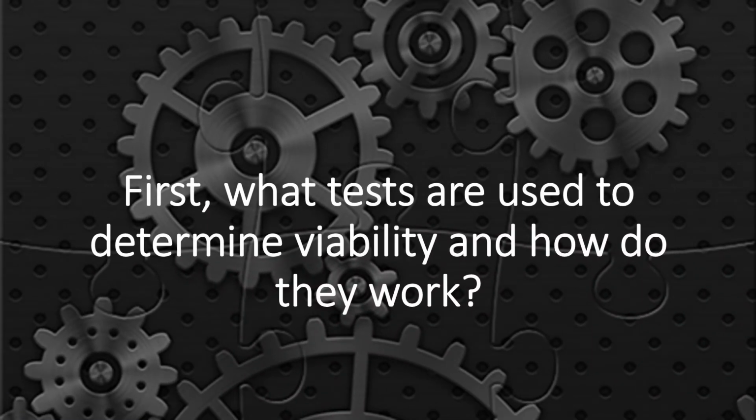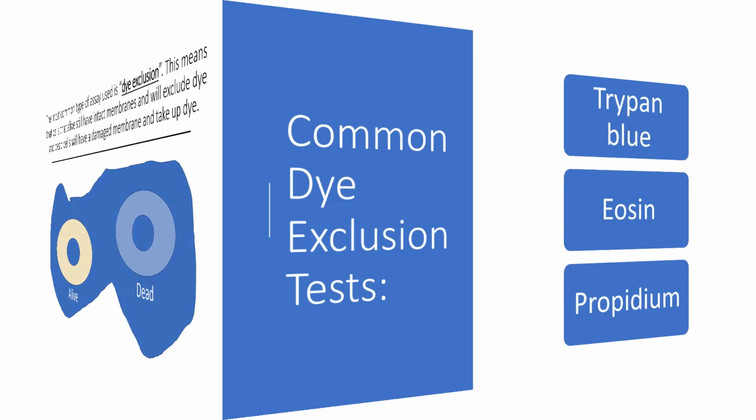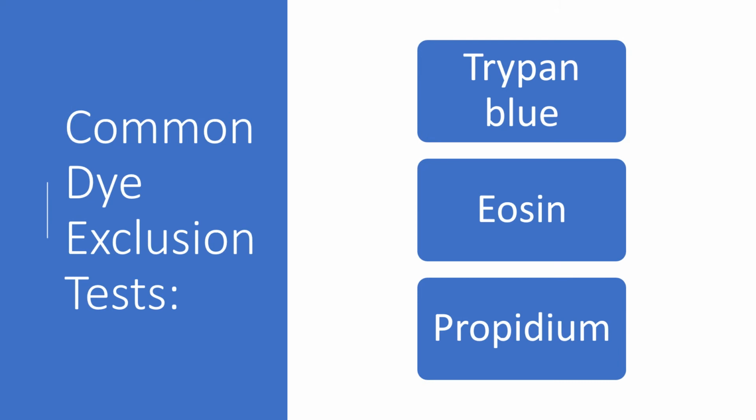So first, what tests are used to determine viability, and how do those work? Well, the most common type of assay is what's called a dye exclusion. You basically put in a dye with a bunch of cells, and the cells that are living will exclude the dye because they have an intact membrane, and the cells that are dead will take up the dye because their membrane is not intact. Now, that only really tells you about how the cell membrane is working. So common dye exclusion tests include trypan blue, eosin, and propidium.